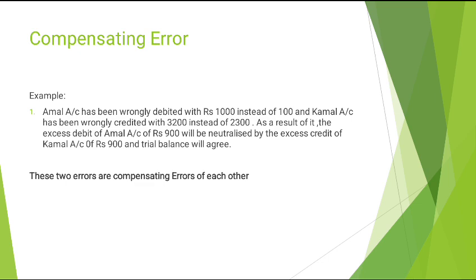For example, Omol account has been wrongly debited with rupees 1000 instead of 100, and Comol account has been wrongly credited with 3200 instead of 2300. As a result of it, the excess debit of Omol account of rupees 900 will be neutralized by the excess credit of Comol account of rupees 900, and the trial balance will agree. These two errors are compensating errors of each other.